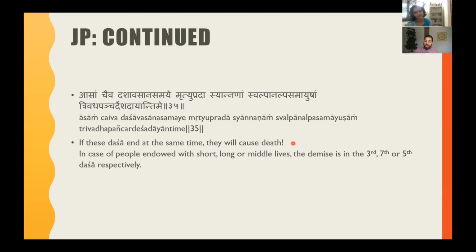And then Vaidyanath Dikshita adds, in case of people endowed with short, long, or middle lives, the demise is in the 3rd, 7th, or 5th dasha, respectively. I'm not going to show how to depict death with this method. And also, there will be a big question in that. Does everybody die in their 3rd, 7th, or 5th dasha? They don't. So we need not be afraid. We are using our brains, and we know this doesn't always happen. But is this always the third, seventh, or fifth dasha, or does he mean something else?